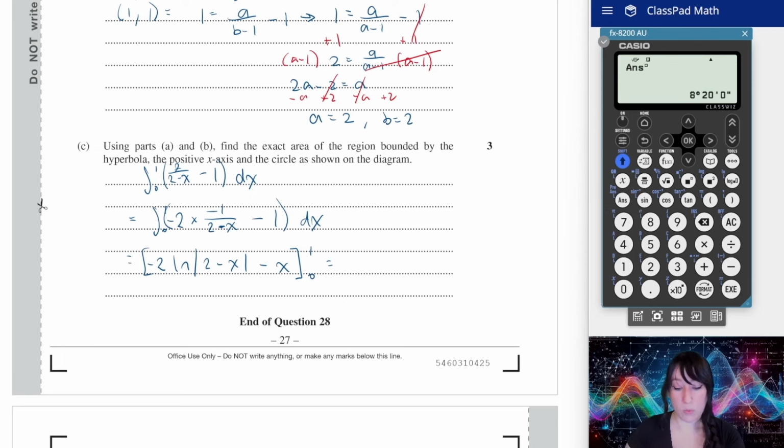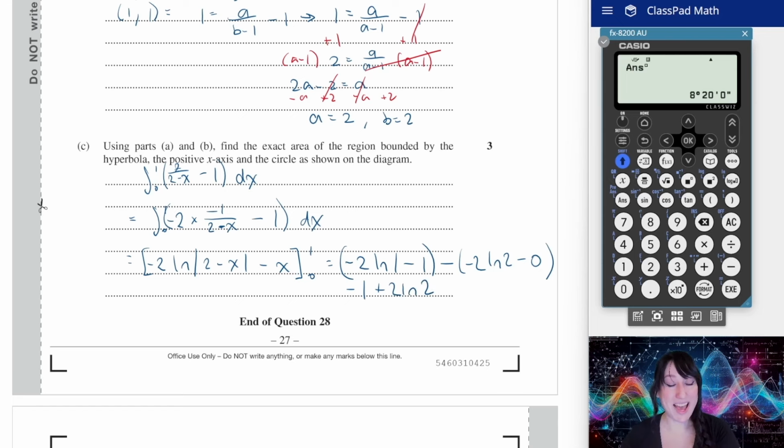So if we plug in 1, we'll get -2 ln 1 minus 1. And if we plug in 0, we'll get -2 ln 2 minus 0. Now, ln of 1 is equal to 0, so we're going to get -1 plus 2 ln 2.